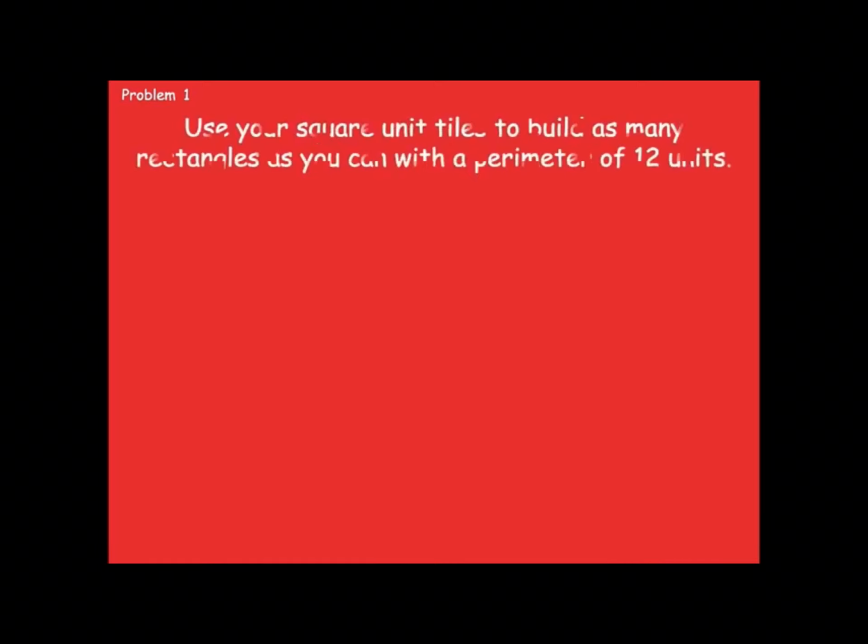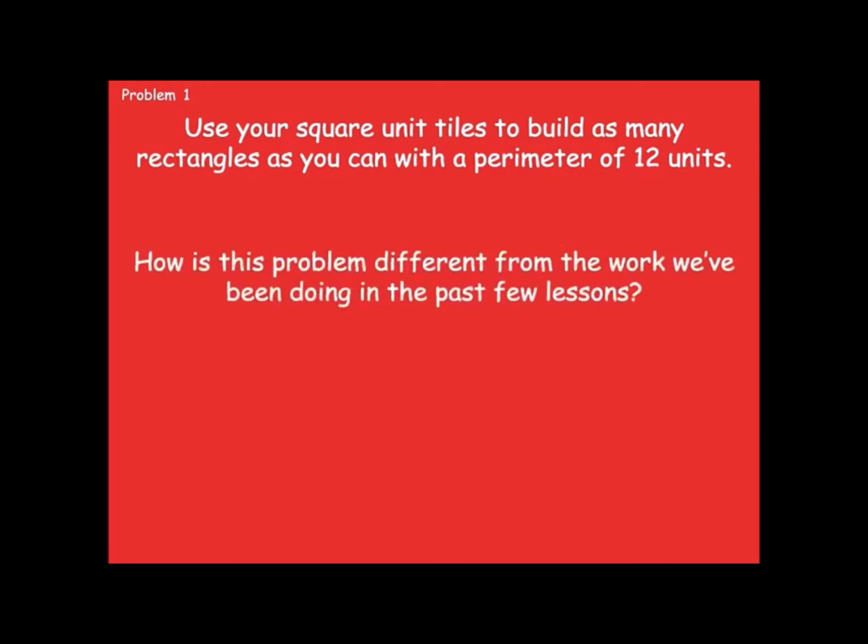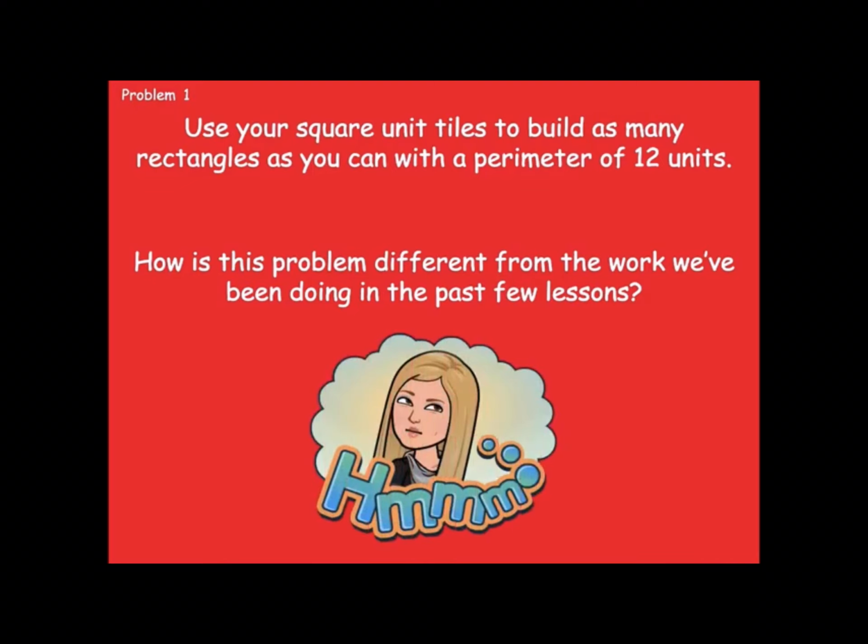All right, so let's look at problem 1. Okay, so the directions for this first part say, use your square unit tiles to build as many rectangles as you can with a perimeter of 12 units. So how is this problem different from the work we've been doing in the past few lessons? Kind of got to think about that for a minute, right? So how is it different than what we've been doing?